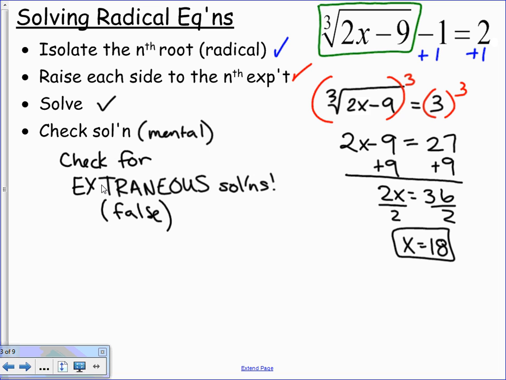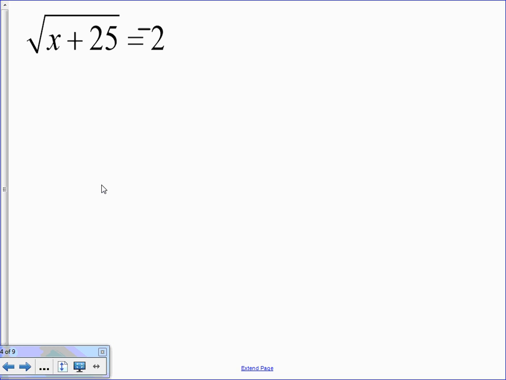Okay, so I want you to solve the next problem on the board. I'd like you to solve the square root of x plus 25 equals negative 2. So, I don't think so, right? If I think about what's the radical, remember the radical is the symbol, it's the index, and it's the stuff that's underneath the radical. So the radical really is all by itself. So we move on to step 2.